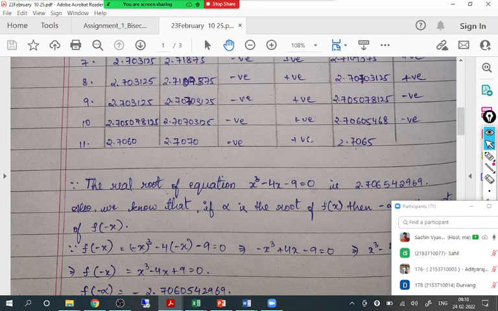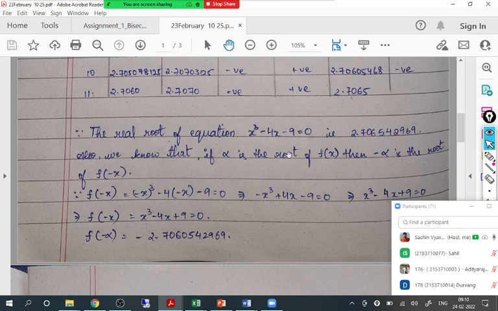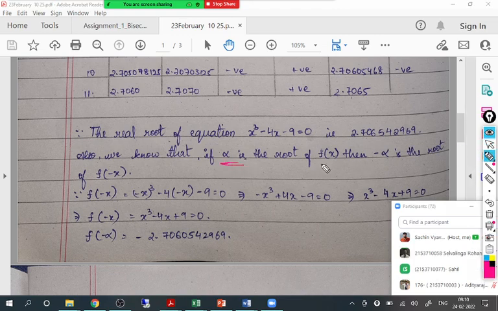Now to get a negative root. Here I'm surprised that you are getting these answers very well. This is just like the self-study you did. If alpha is a root of f of x, then minus alpha is a root of f of minus x, that is a property. If you know this property, then you can quickly write the answer. So this is the property that we are using to get the root of that other equation.